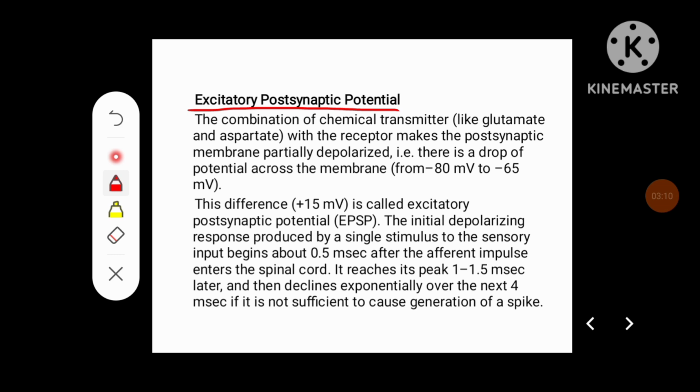Excitatory postsynaptic potentials. The combination of chemical transmitters like glutamate and aspartate with the receptors makes the postsynaptic membrane partially depolarized. That is, there is a drop of potential across the membrane from, for example, minus 80 to minus 65 millivolts. This difference of plus 15 millivolts is called the excitatory postsynaptic potential, that is EPSP.